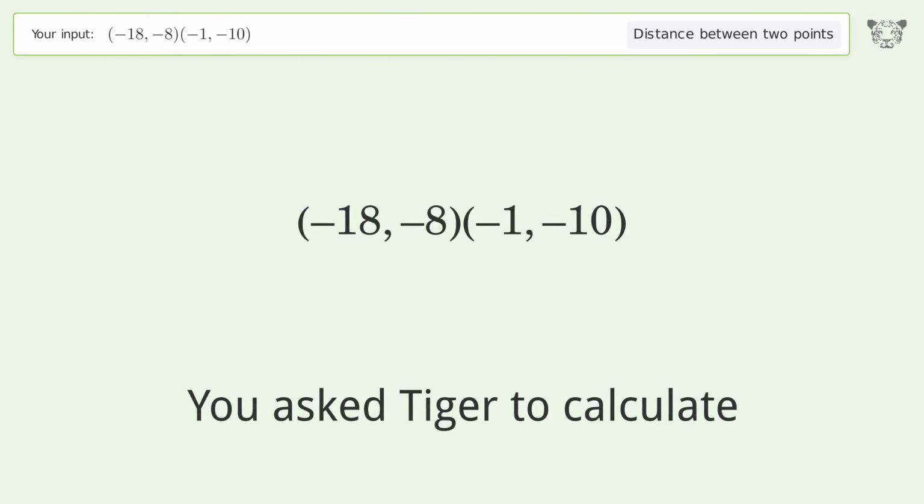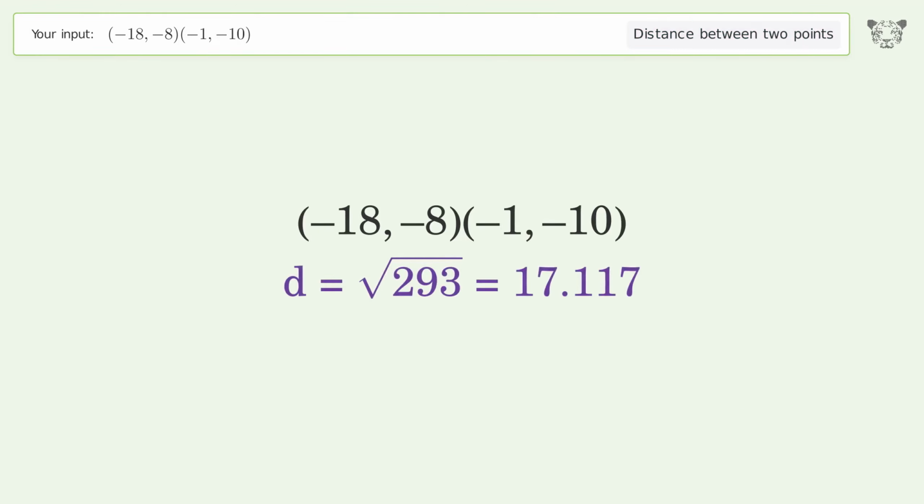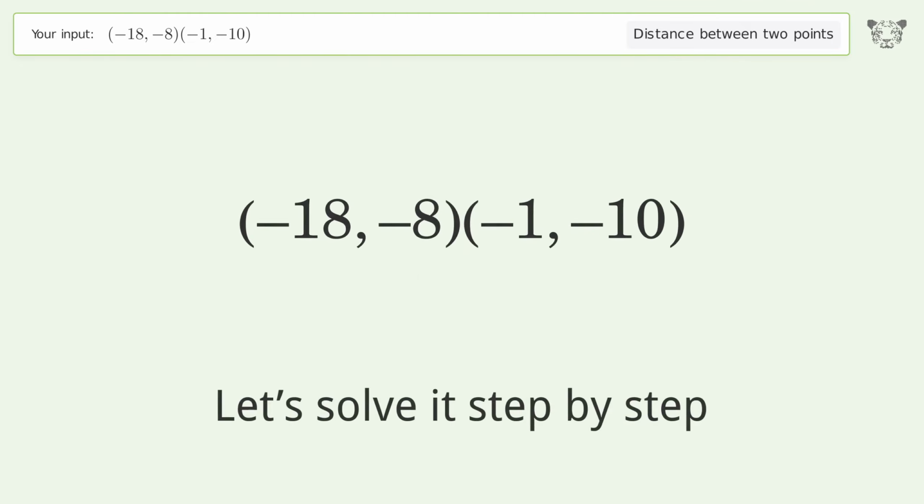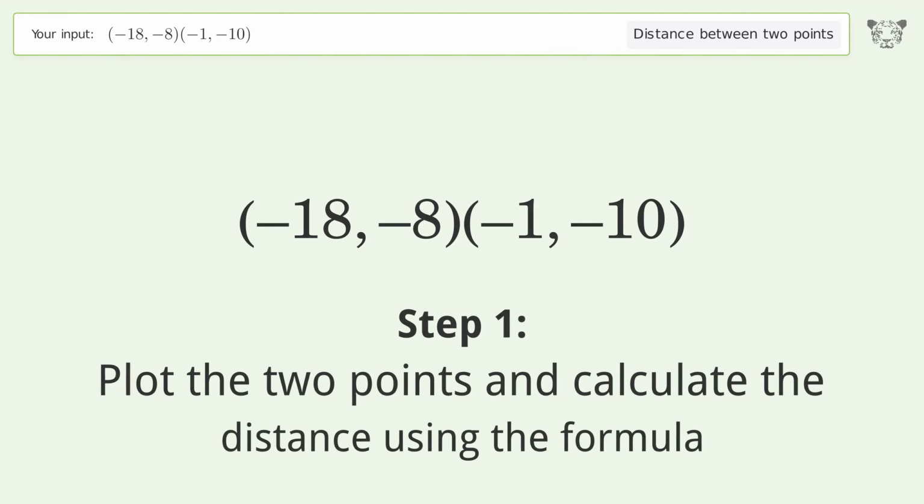You ask Tiger to calculate. This deals with the distance between 2 points. The distance between the 2 points is the square root of 293, or 17.117. Let's solve it step by step. Plot the 2 points and calculate the distance using the formula.